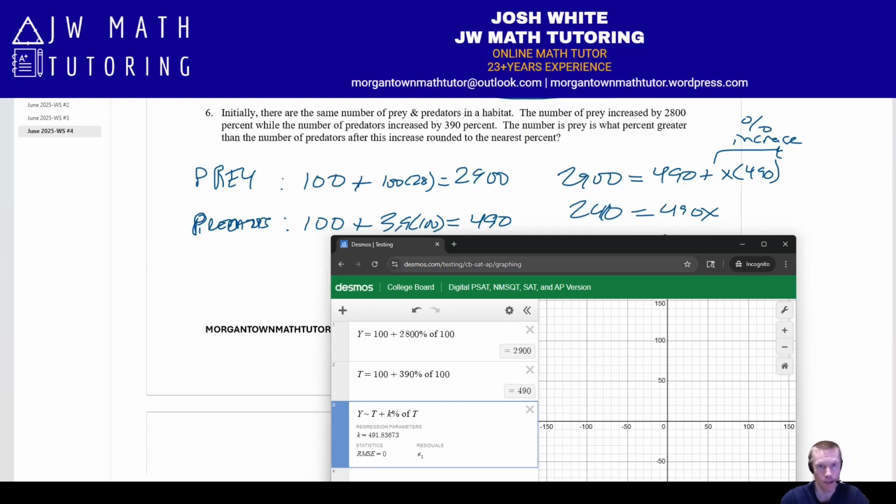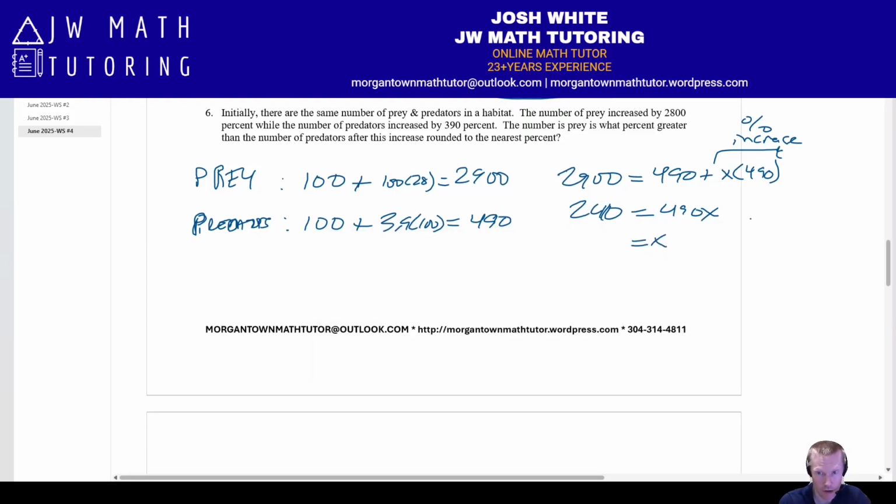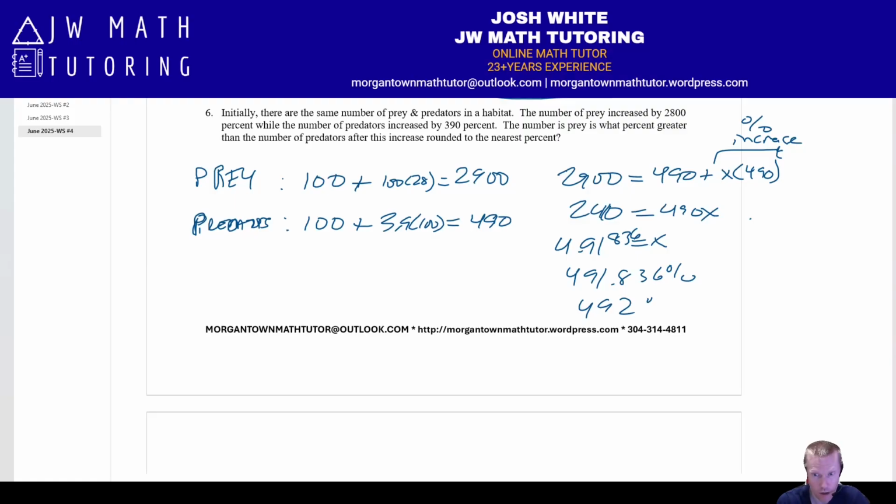491.83673, and so on. So if you're going to round this to the nearest percent, again, solving for a decimal value, it would be 0.836..., and then as a percentage, 491.836%. Rounding to the nearest percent, 492. That's what you would fill in. You typically do not fill in the percent sign, just the actual value itself.